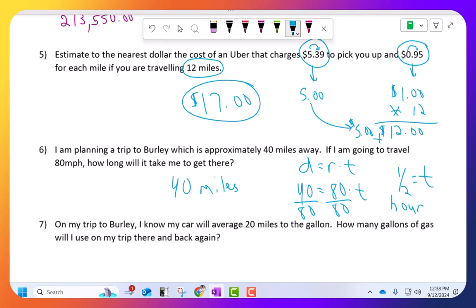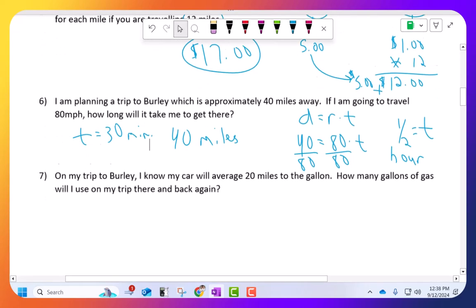If you want to change that to minutes, you're going to notice that half an hour is 30 minutes. So if you want to rewrite that as minutes, that's perfectly fine. Your time would be equal to 30 minutes, because that's half an hour. So either answer will work, and either one that you want to use would be just fine.